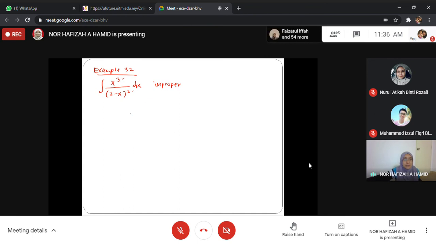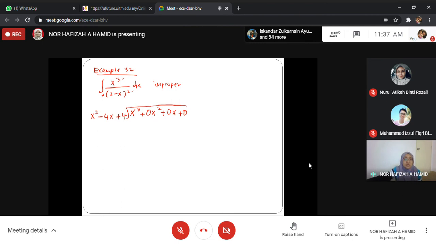Okay, so you change into proper by using long division method. Okay, so long division method we have x cubed plus 0x squared plus 0x plus 0. So you need to divide with, so ni you can expand lah denominator ni. So expand you have x squared minus 4x plus 4. Okay, x squared minus 4x plus 4.